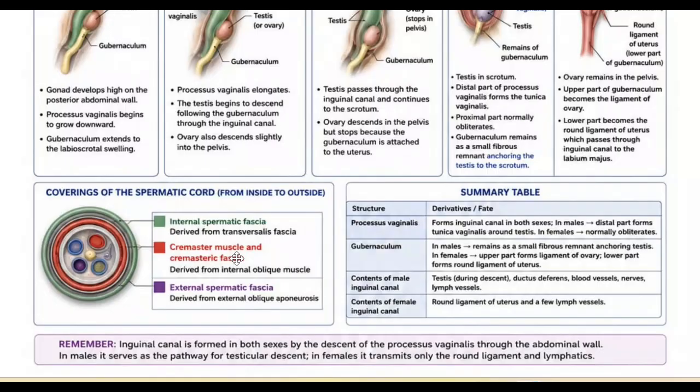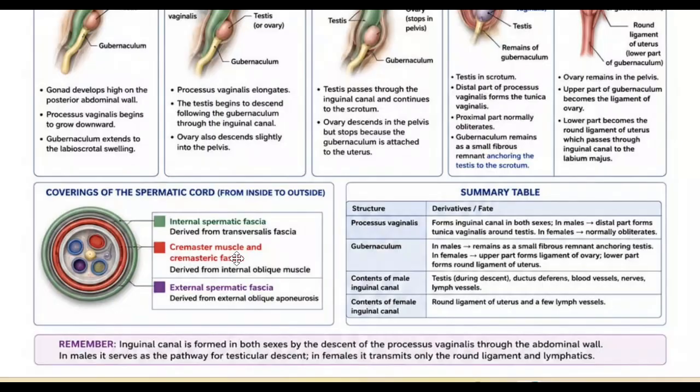Now the next layer it is going to pierce is the transversus abdominis muscle. If you have learned the layers of the abdominal wall, that is the first lecture in my playlist of the abdomen. In that lecture we studied the layers of the abdominal wall. If you have taken that lecture, you will easily understand what I am saying and how these layers are arranged. So next comes the transversus abdominis muscle.